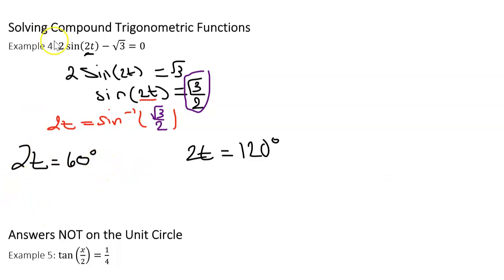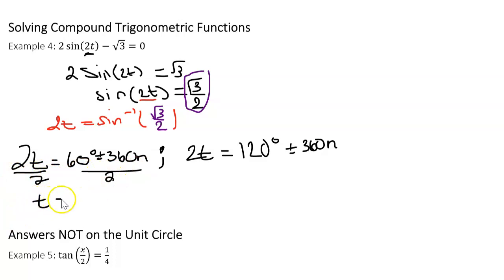If you're solving for all real numbers, make sure you put your plus or minus 360 before you divide by 2, because that part is also affected by changing the period, which is basically what the 2t is doing. So now, divide everything by 2, and we get 30 plus or minus 180n and 60 plus or minus 180n. So that's how we solve a compound trig function.